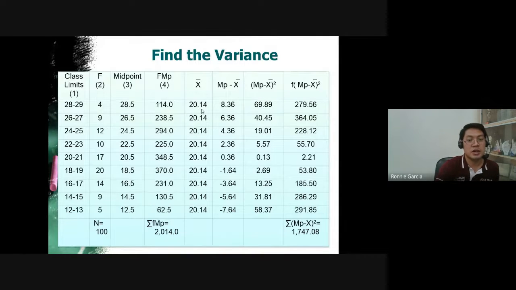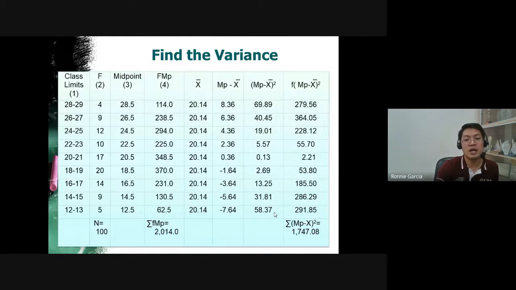20.14 came out. So I put 20.14 in all rows so that I can subtract it from each midpoint. Midpoint minus the mean, that is in the formula for the variance. So you take them one by one, 28.5 minus 20.14, 8.36, and so on. Drag down, then you have all the values. Isn't it squared? So that 8.36 is squared. 8.36 times 8.36, 69.89. Then you drag again to get the results.